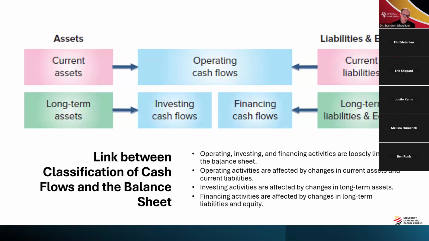Exceptions to these linkages include current assets unrelated to operations, like short-term notes receivable from non-customers and from investment securities, which are technically investing activities. And current liabilities unrelated to operations, such as a dividend payable. A dividend payable is a financing activity. So just things to keep in mind.